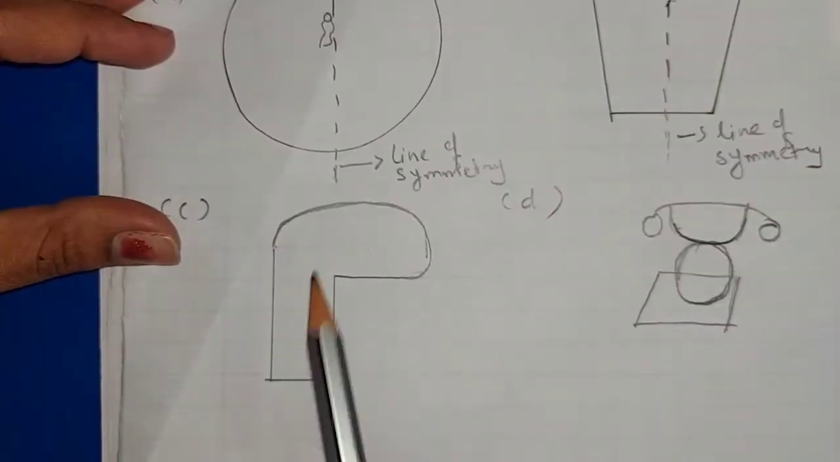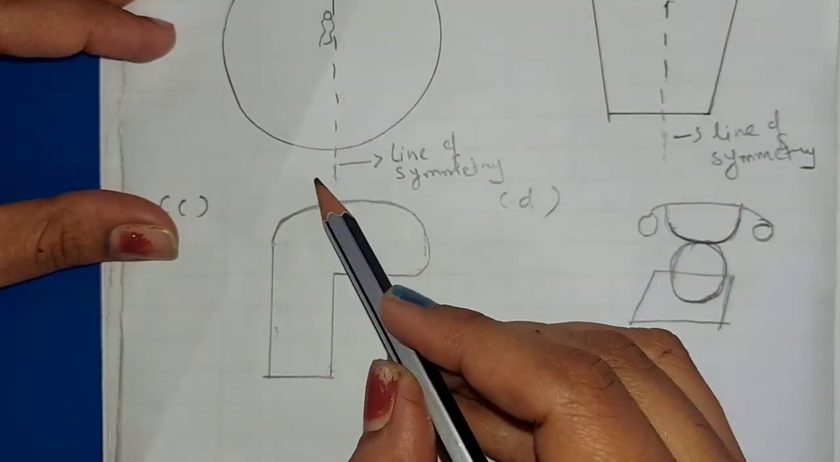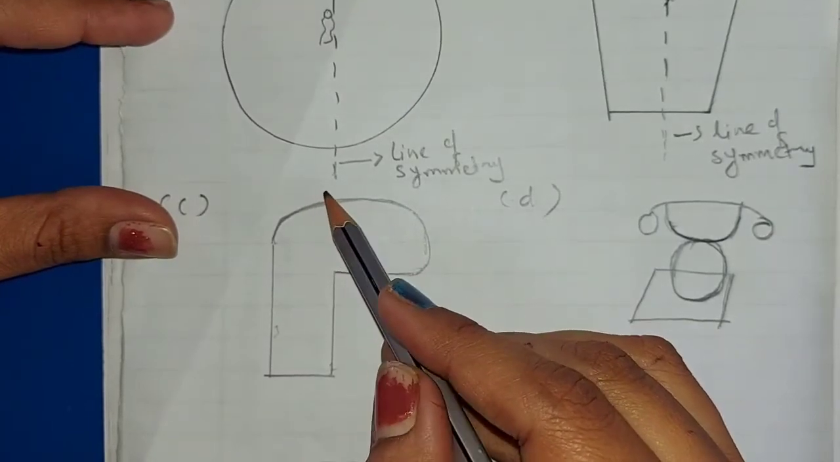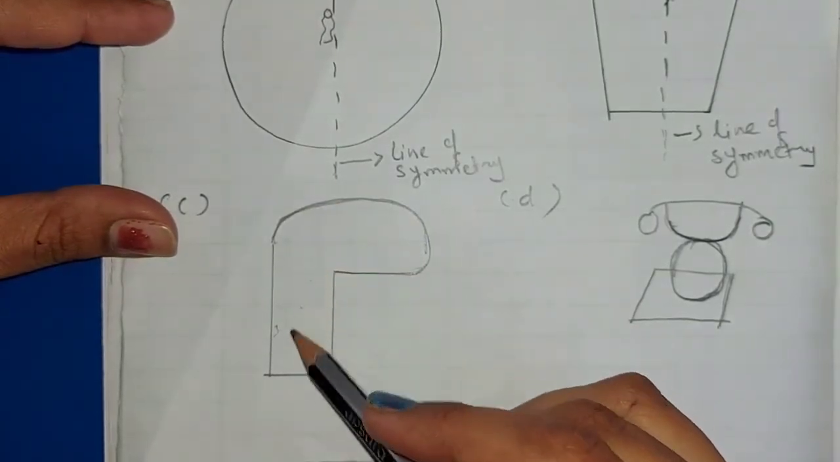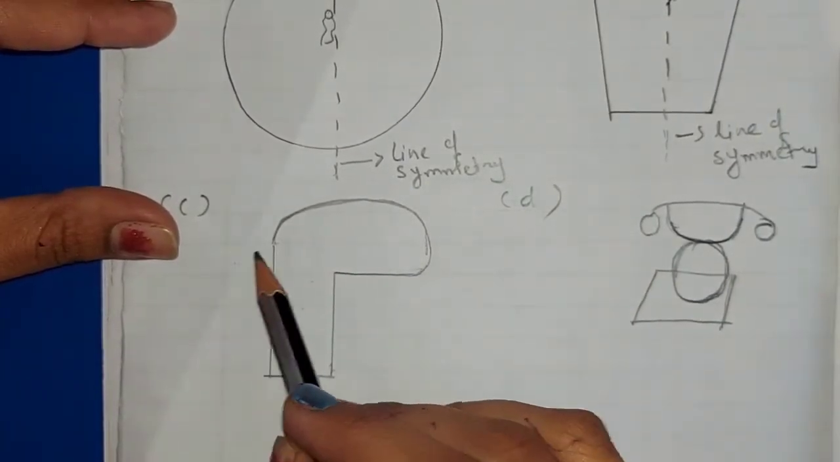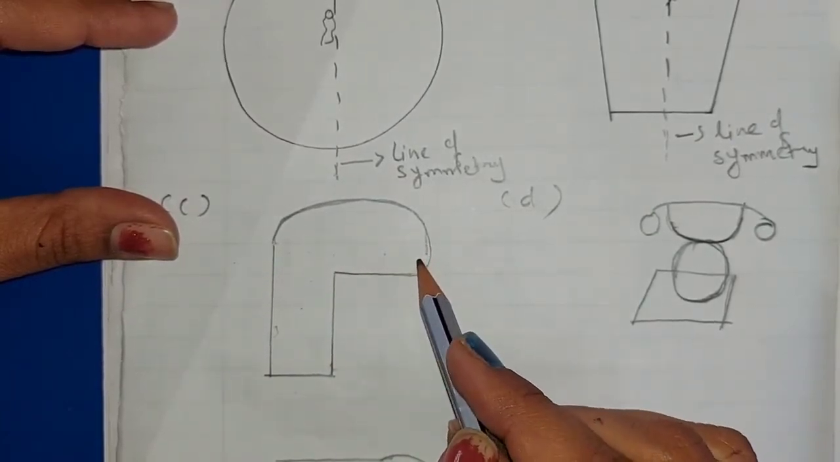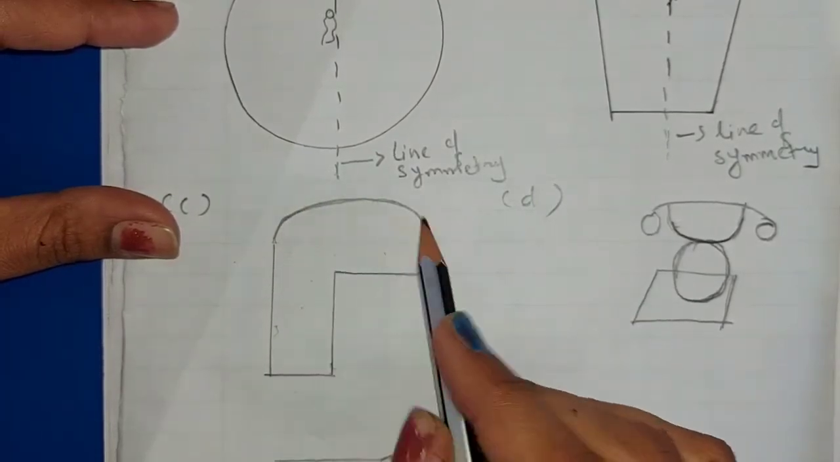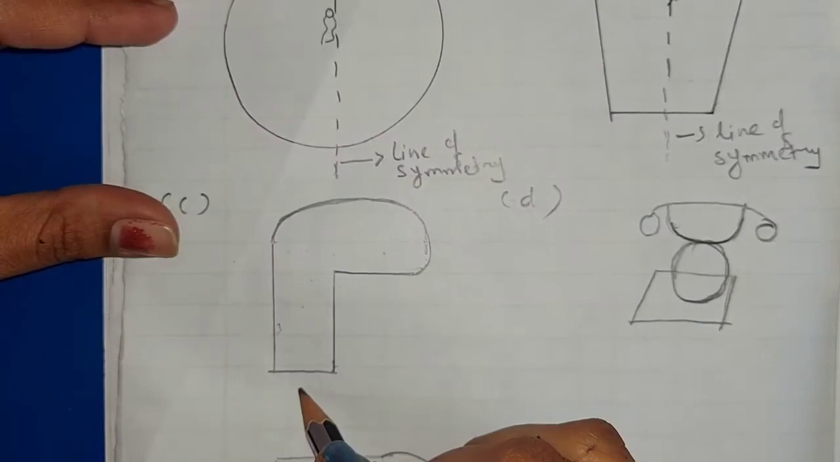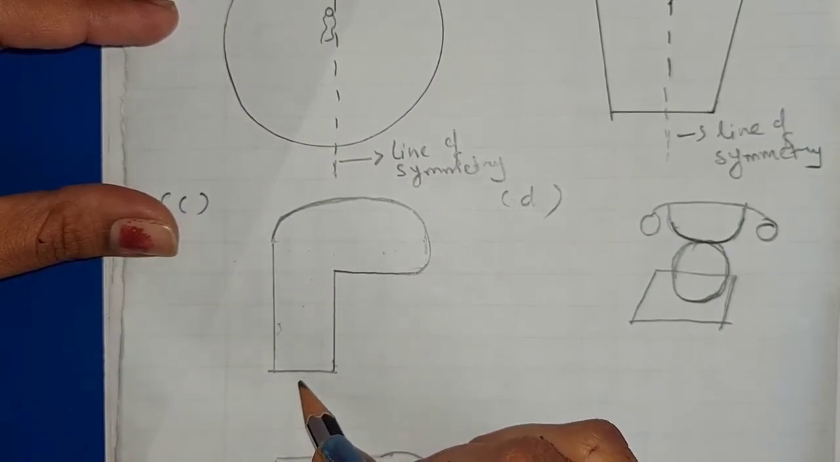Number C. This is the shape given in the question. Now, let us see whether we can draw a vertical line and divide the picture into two parts. If we draw vertically, then the picture cannot be divided into two parts. Let us see with a horizontal line. If we draw horizontally, then also the picture is not divided into two parts. Why is it not divided? Because if we draw horizontally, the upper side is a curve and the bottom side is a rectangle. So, the picture is not divided equally. Hence, this shape is not symmetric. Since the shape is not symmetric, there is no line of symmetry.